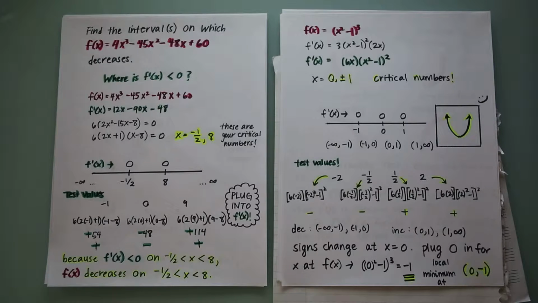If the curve looks like a normal U, it's a local minimum. And if the curve looks like an upside down U, it's a local maximum. Because there's a sign change when x equals 0, we can deduce that there's a local max or min at x equals 0. To determine which, let us draw a curve of the graph.